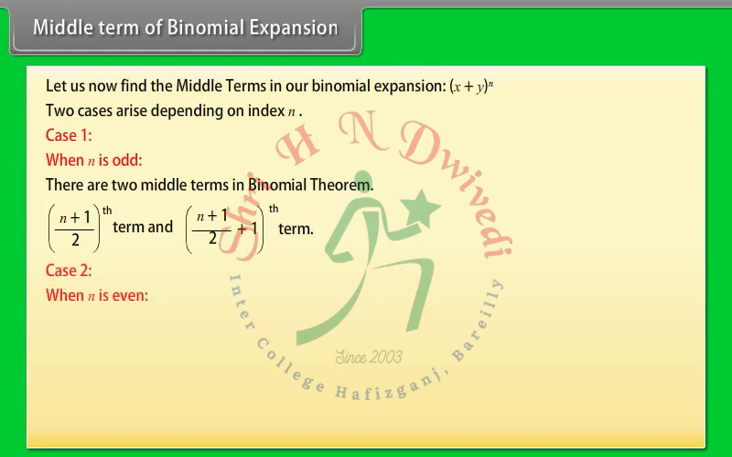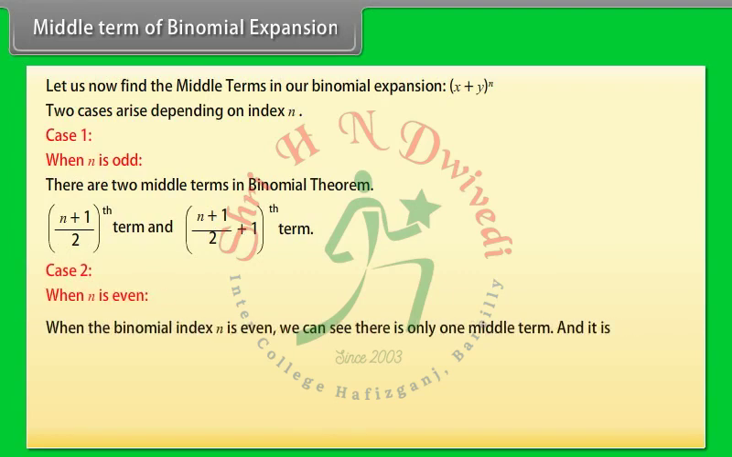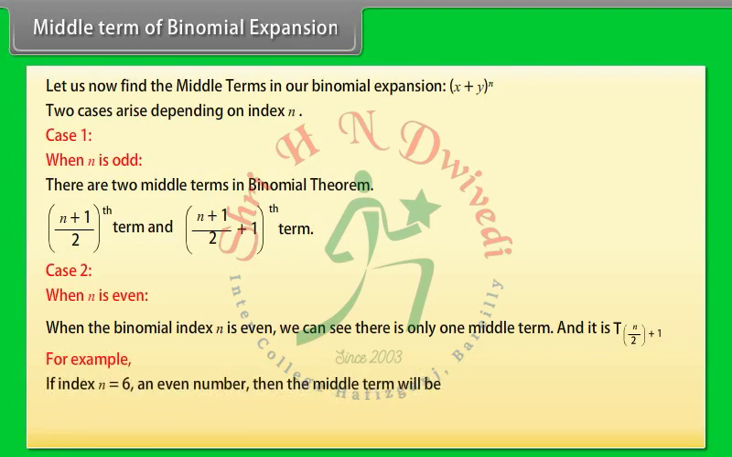Case 2: when n is even. When the binomial index n is even, we can see there is only one middle term, and it is T(n/2 + 1). For example, if index n is equal to 6, an even number, then the middle term will be T(n/2 + 1) is equal to T(6/2 + 1), which is equal to T4.